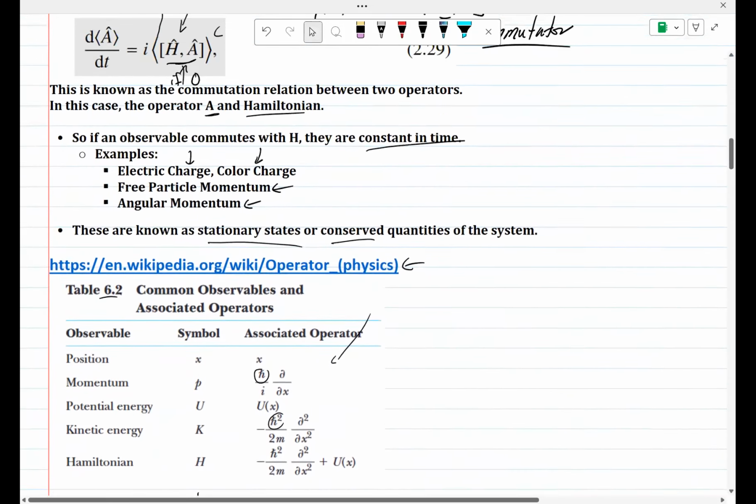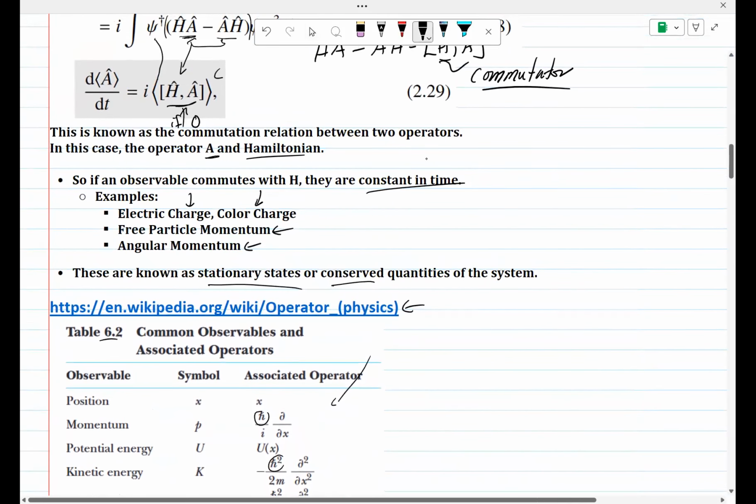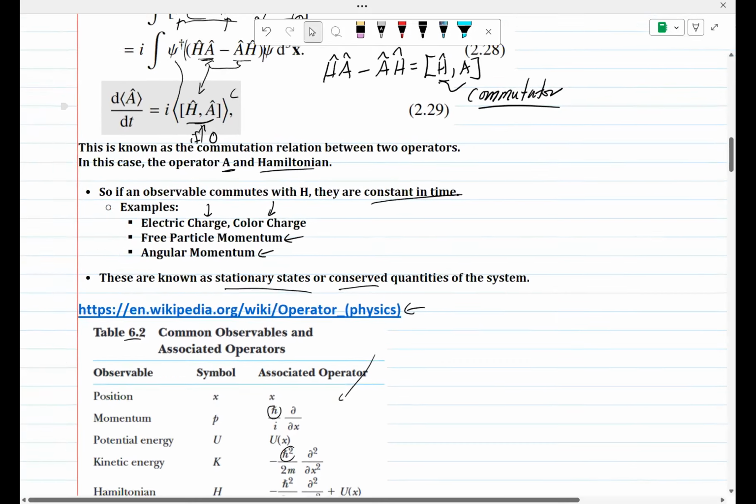So this is a really important result, right? Whether or not something commutes with the Hamiltonian determines whether or not it's a constant in time, okay? That's what we want to try to get out of this.